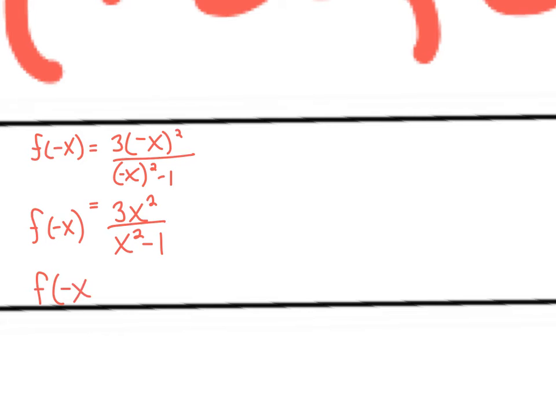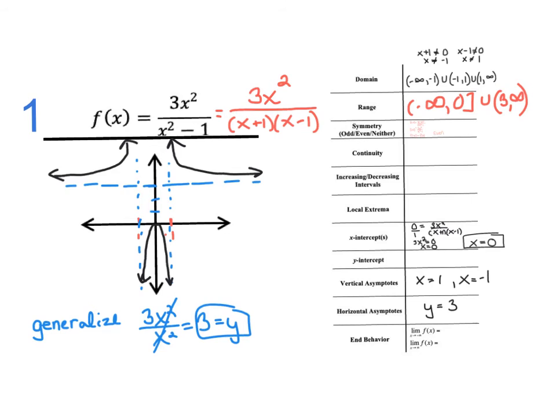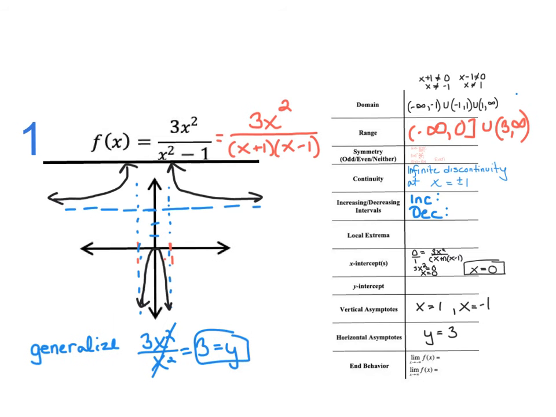So f of negative x equaled f of x, my exact same function, therefore my function is even. All right, proven it algebraically, and I, of course, confirmed it graphically. So zooming back out, next we are going to talk about continuity. So because I have vertical asymptotes, I am going to say that there is infinite discontinuity at x equals positive and negative 1.